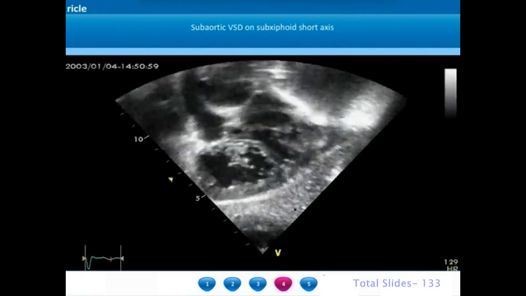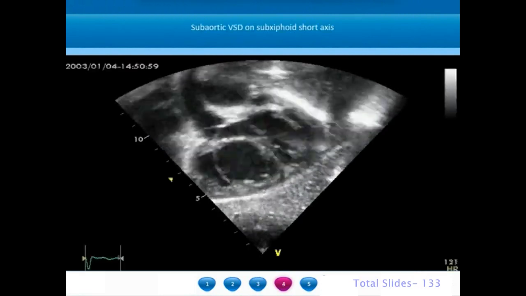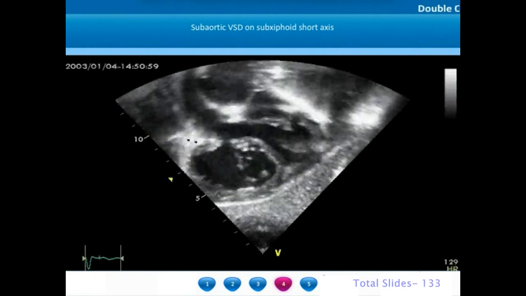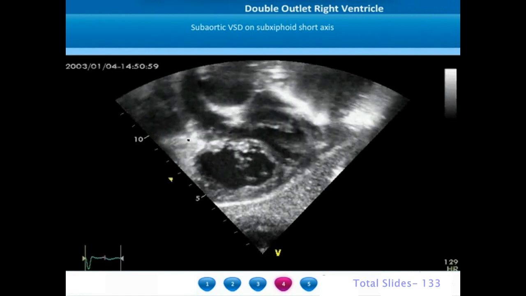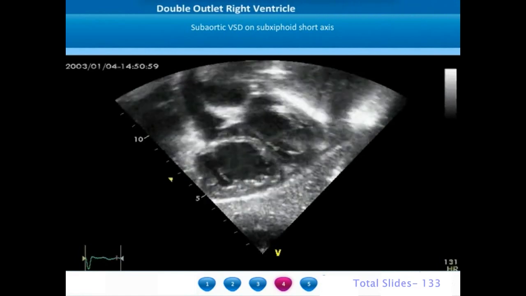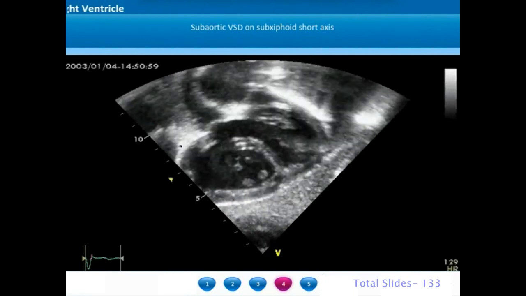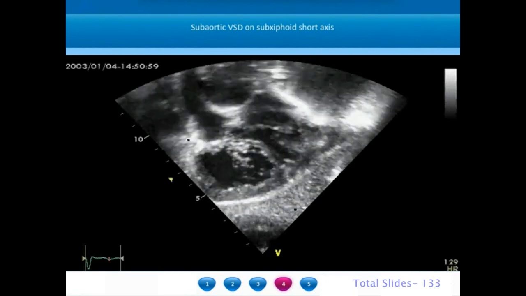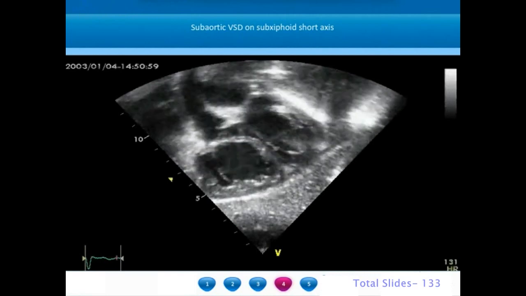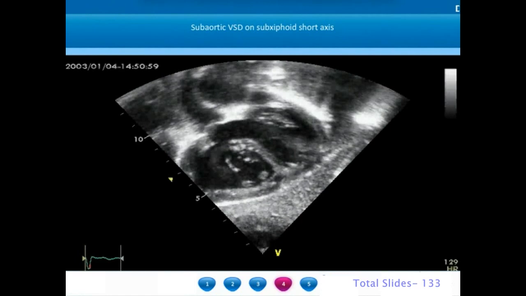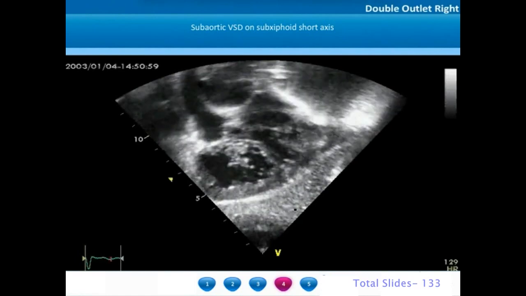On a subxiphoid short axis view, we can see the right ventricle occupying the left side of the screen, the left ventricle occupying the right side of the screen. We can see the aorta coming off from both the ventricles. We notice that there is an aortic override of around 60% of commitment of the aorta towards the right ventricle. There is a small area of aortomitral fibrous discontinuity.